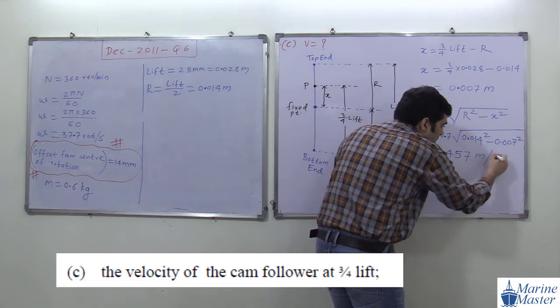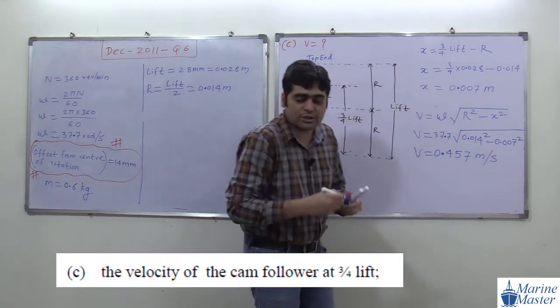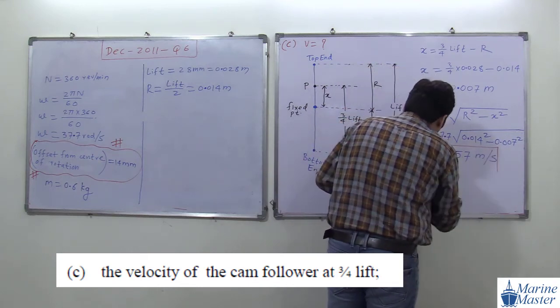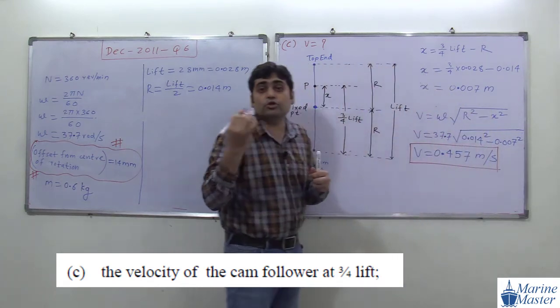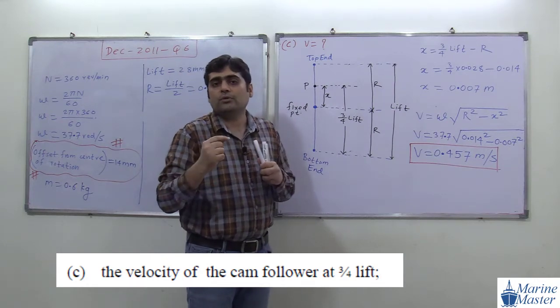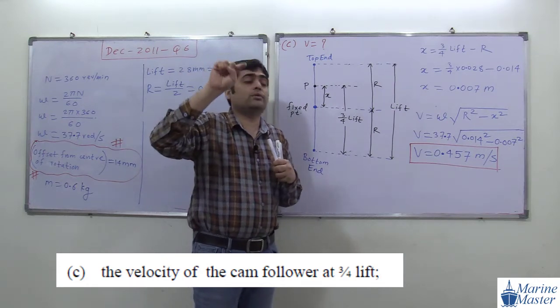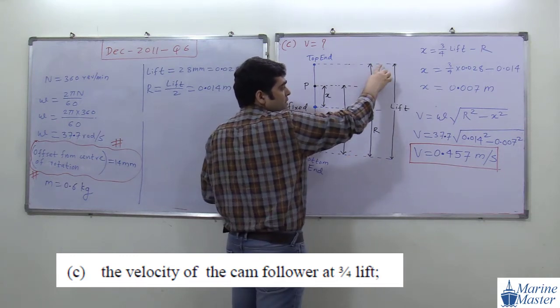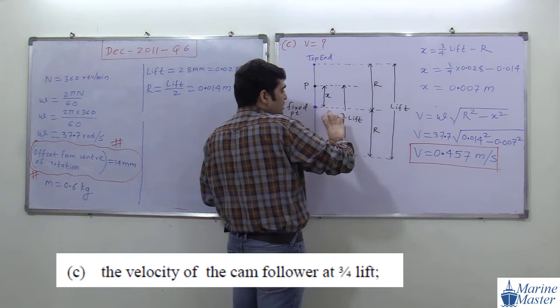0.457 meter per second. Okay, everyone, try to see the scenario here. So in this way we got the velocity of the cam follower at 3/4 of the lift. 3/4 of the lift means what? 0.75 of lift. So from here to here is 1 times lift. So 0.5 lift means what?